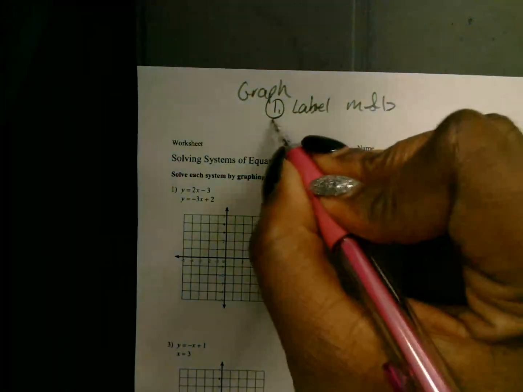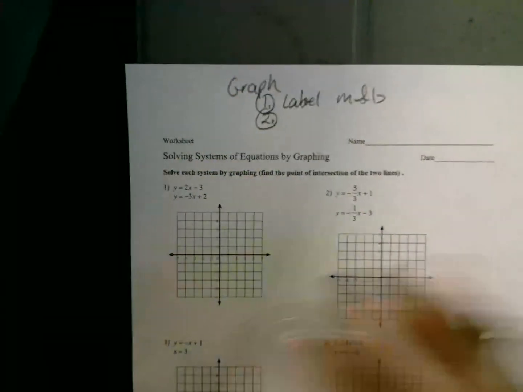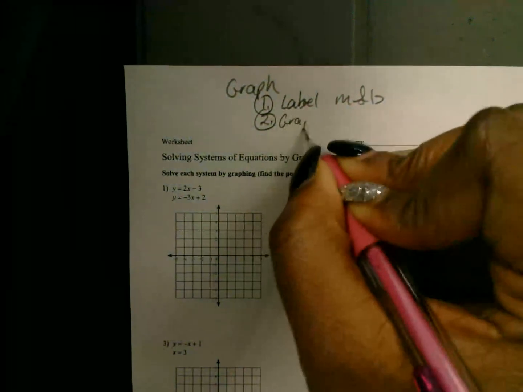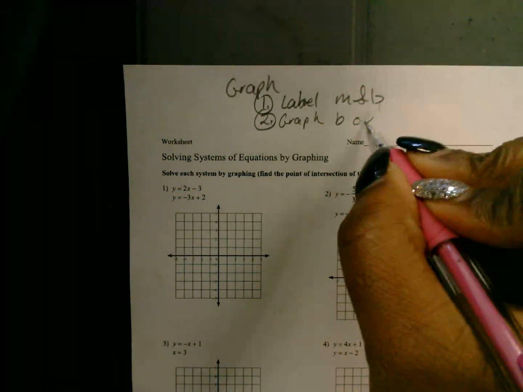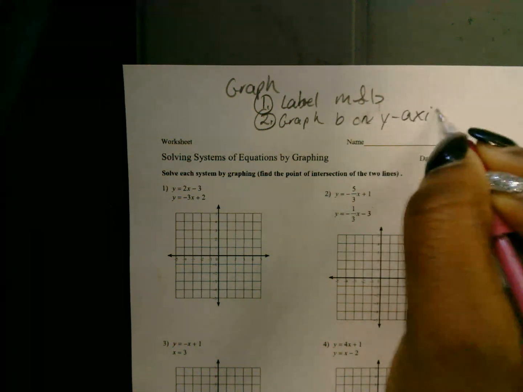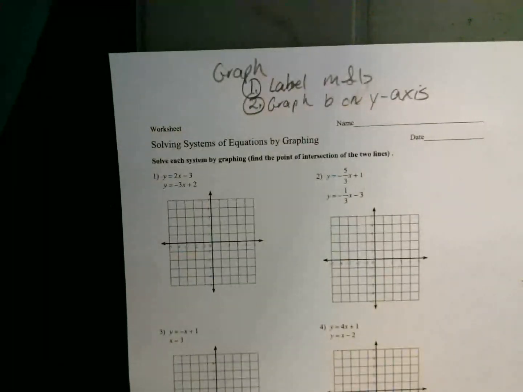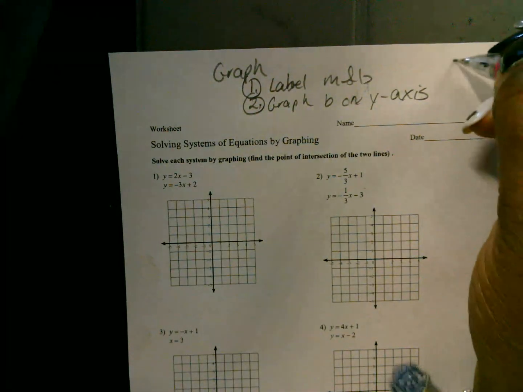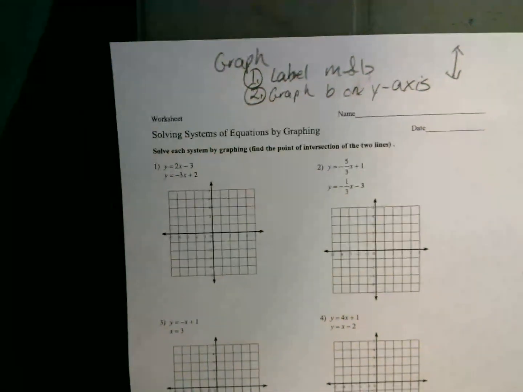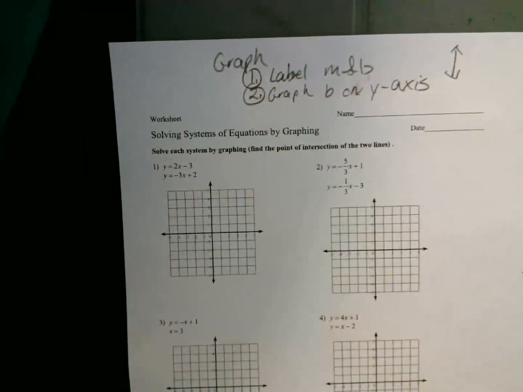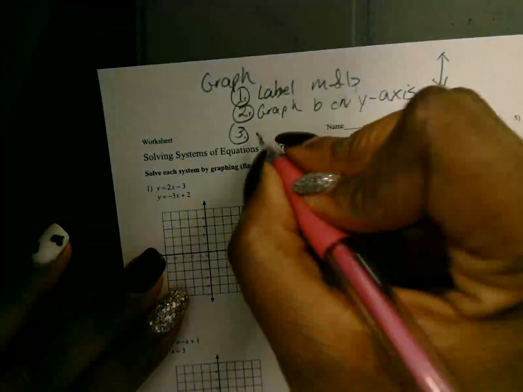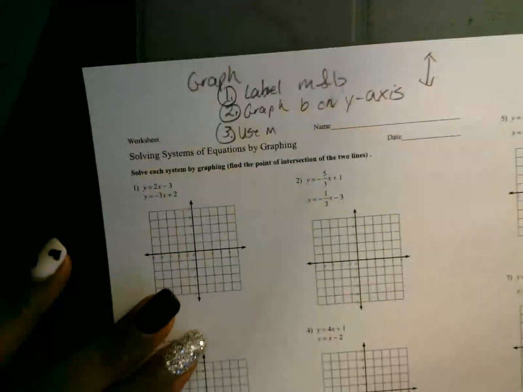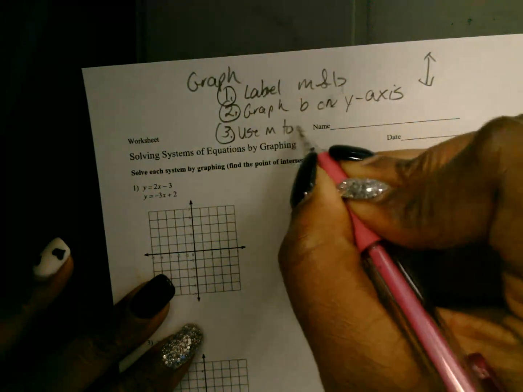All right, the second step, after we label, we're going to graph whatever b is on the y-axis. The y-axis is the up and down number line. Lastly, we're going to use m to put points on the line and connect those points.